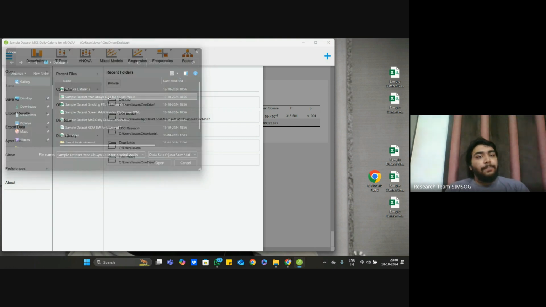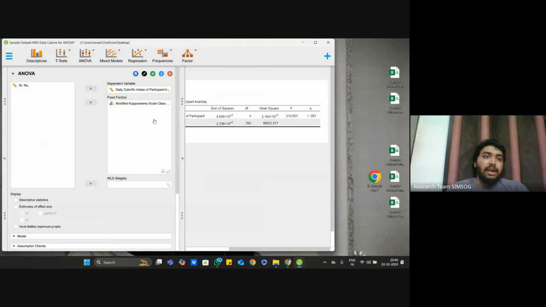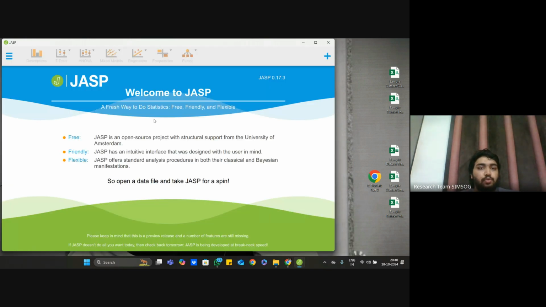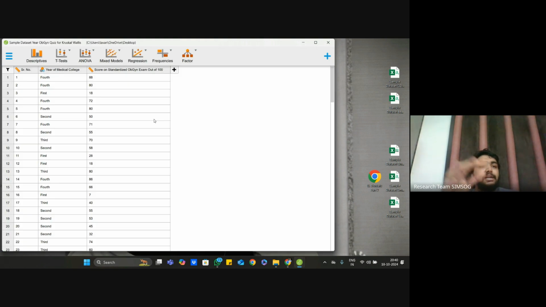As the last example, for non-normally distributed data, imagine I'm taking an OBGYN quiz, and I'm recruiting participants from all the years of medical school, or let's say I'm doing the quiz between you all, and the score on the standardized OBGYN exam out of 100 is whatever. Now, essentially, score is not a physically measured parameter, right? And also, it is obviously not continuous. So it is non-Gaussian data, or not normally distributed data. So that's why you will use a non-parametric test.